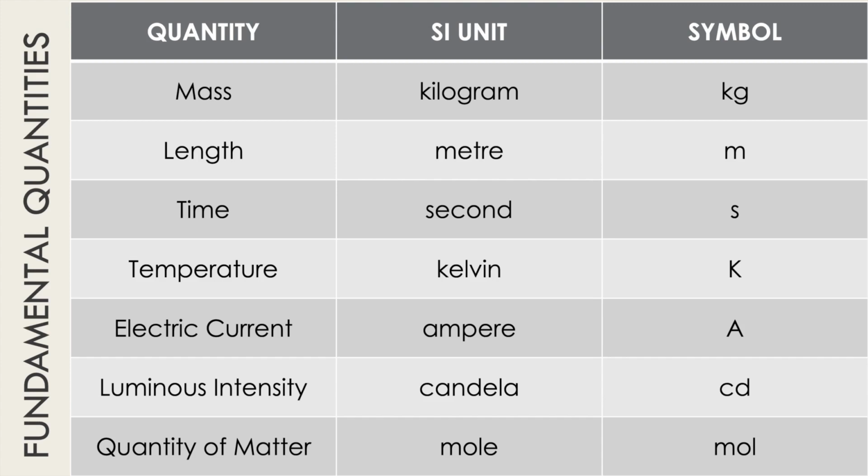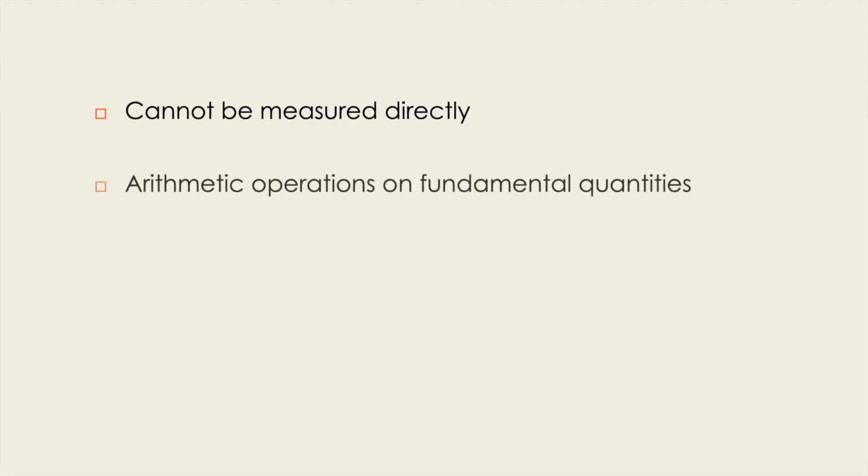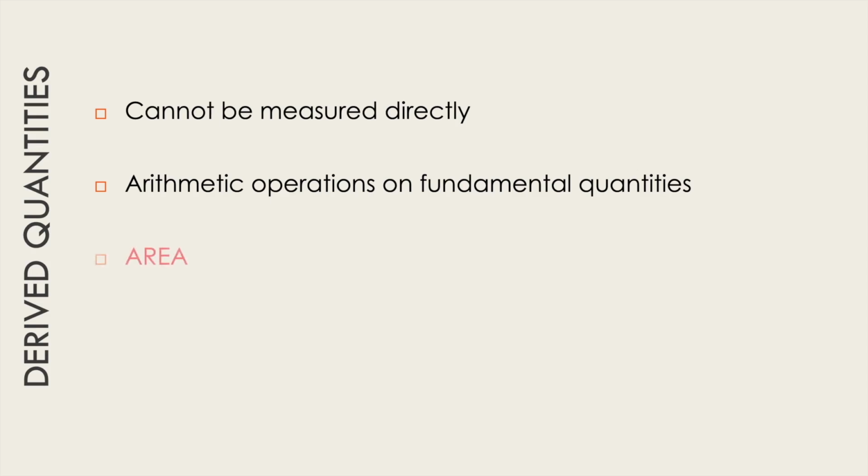Now, there are certain physical quantities that cannot be measured directly. In fact, to measure them, we need to conduct arithmetic operations on fundamental physical quantities. Now, such quantities are called derived quantities. Let's take the example of the area of a rectangle. The area of a rectangle is equal to length into breadth, which is why the unit of area would be equal to meter square.